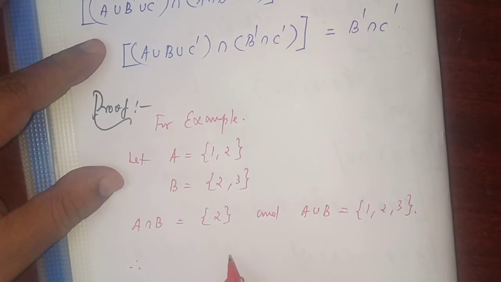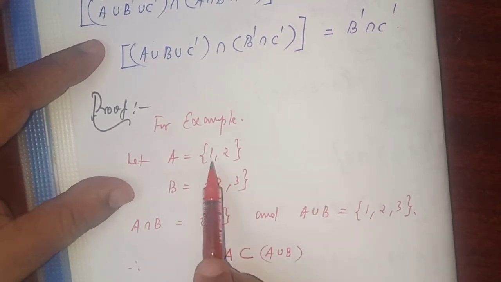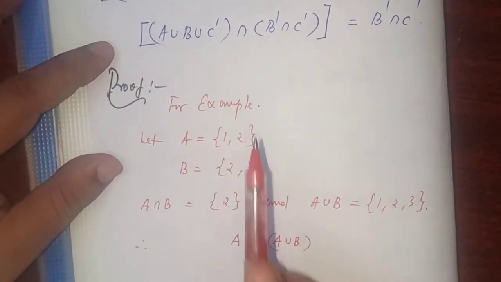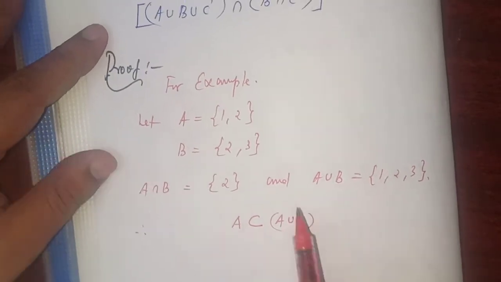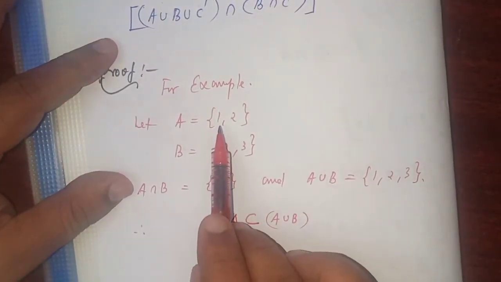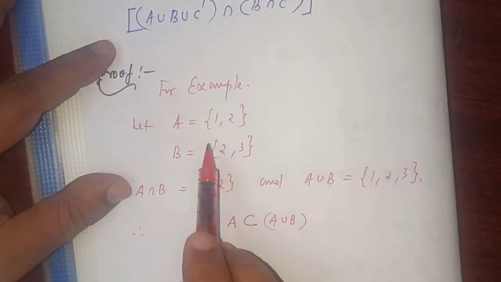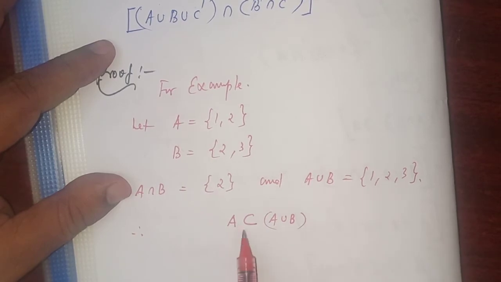Therefore, look at that, set A is a subset of A union B. Is it correct? Set A is equal to {1, 2} and A union B is equal to {1, 2, 3}. So all the elements of A are in the set A union B. Therefore, definitely A will be a subset of A union B.